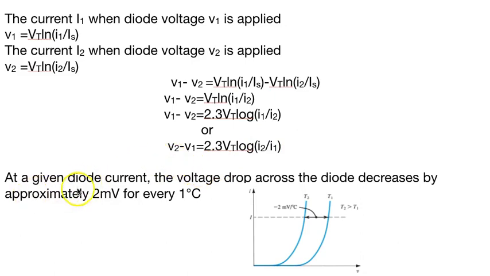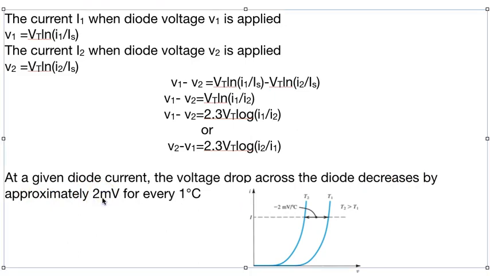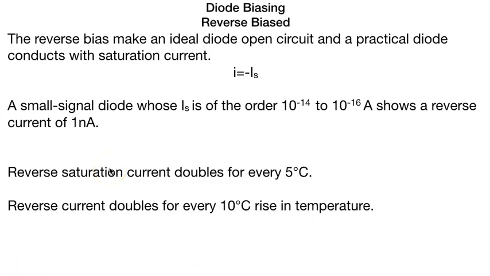At a given diode current, the voltage drop across the diode decreases with temperature. Remember, it's the voltage drop, not the diode current. We often get confused because the diode current or the reverse saturation current doubles for every 10 degree rise in temperature, but the diode voltage decreases by 2 millivolts for every 1 degree Celsius change. Okay, it decreases. Remember that.